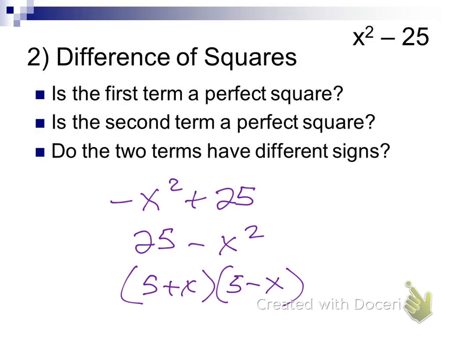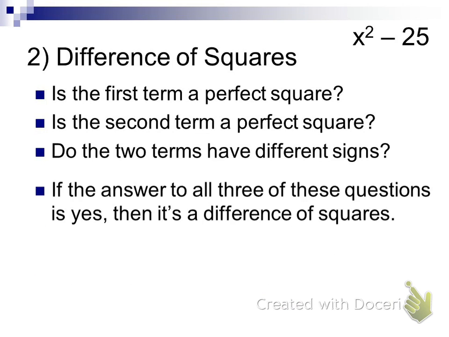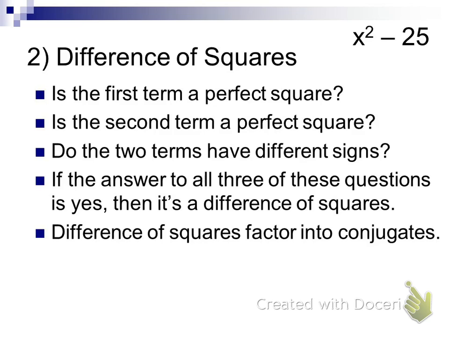All right, so for a difference of squares, the first term has to be a perfect square, the second term has to be a perfect square, and the two terms have to have different signs. If the answer to all three questions is yes, then we have a difference of squares. And very important here, we've been talking about this since day one: a difference of squares will factor into the conjugates of the square roots. The difference of squares will always factor into conjugate pairs, and those pairs will be the square roots of the two terms.